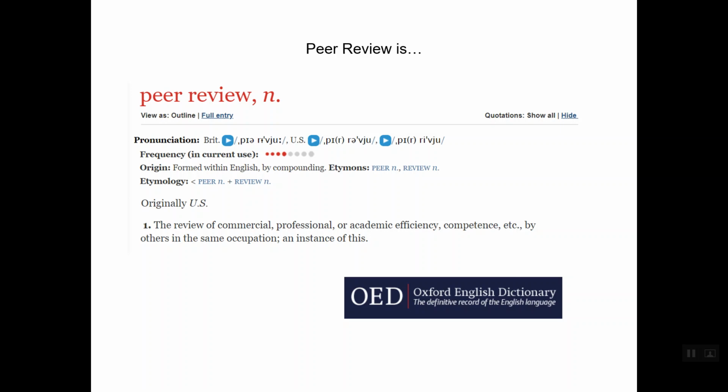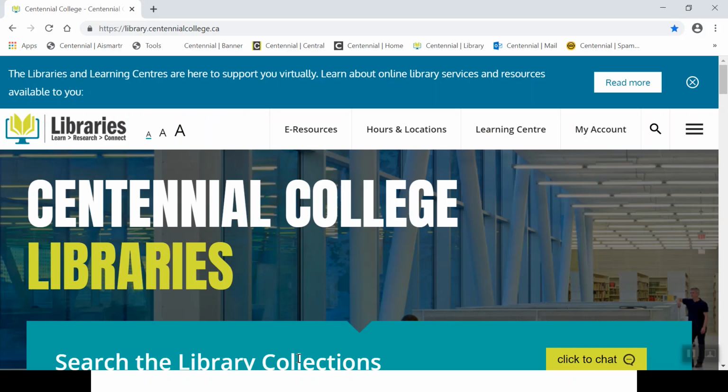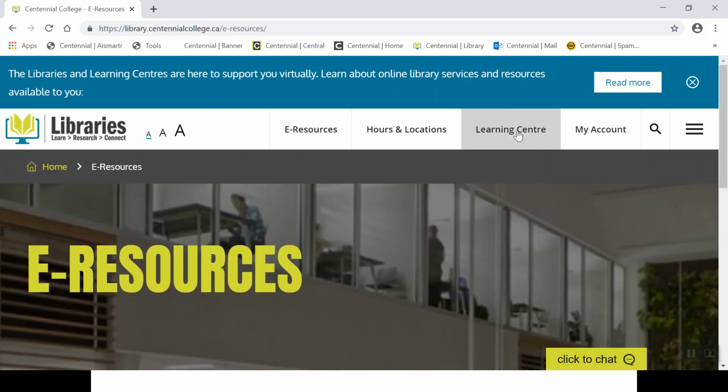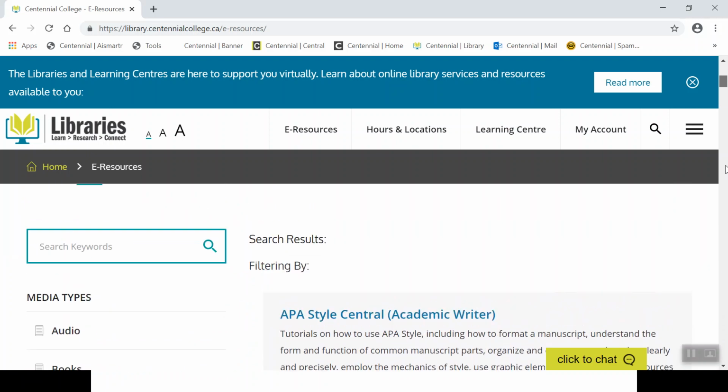Would it surprise you to know that the Centennial College Library gives you access to the complete Oxford English Dictionary? Let's go there and have a look. We'll migrate over to the library's homepage, select e-resources, and enter the database of interest. Oxford English Dictionary.